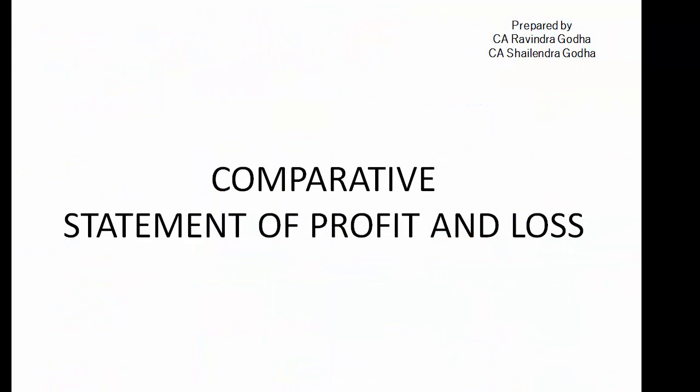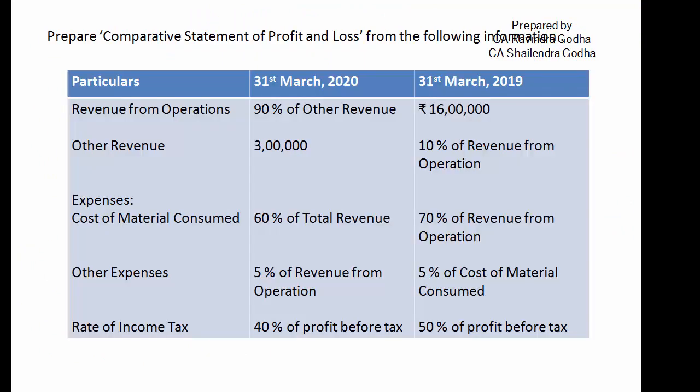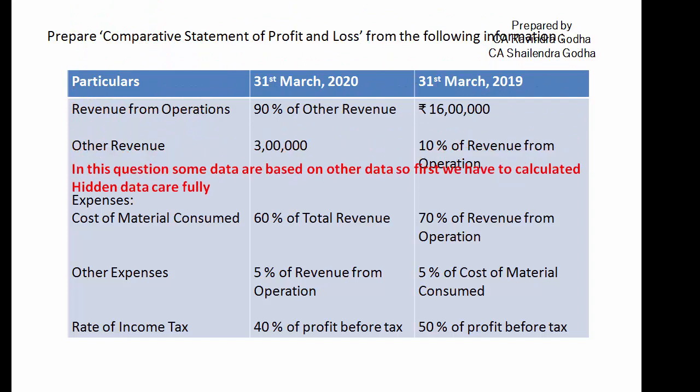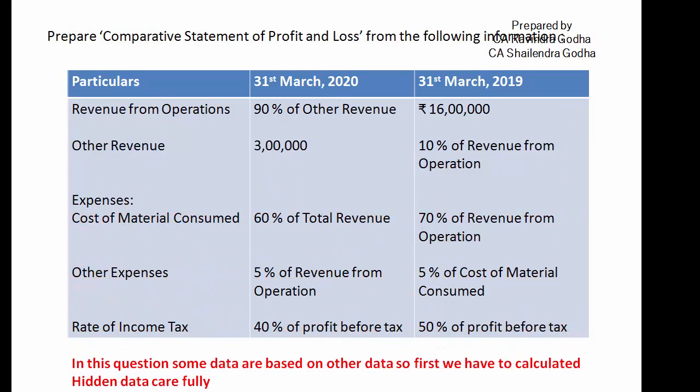Next, comparative statement of profit and loss. This type of question is given in your book and may be given in exams. In this question, some data is given, but some data is hidden, which is based on other data. So read the question carefully and calculate the data accordingly.